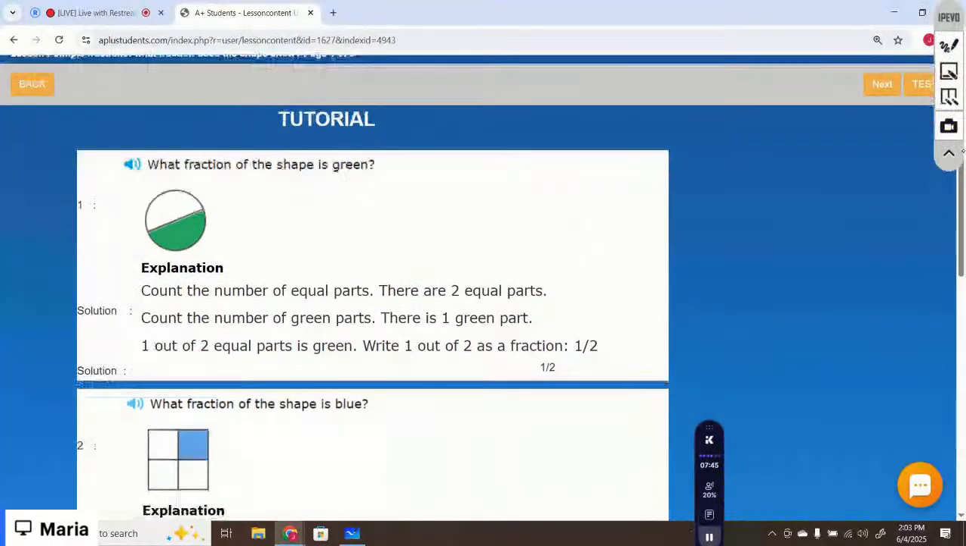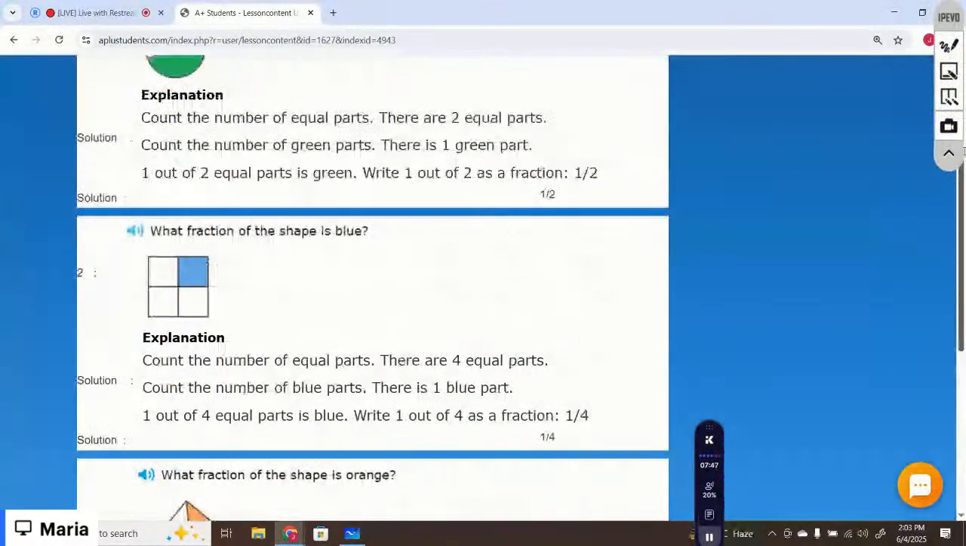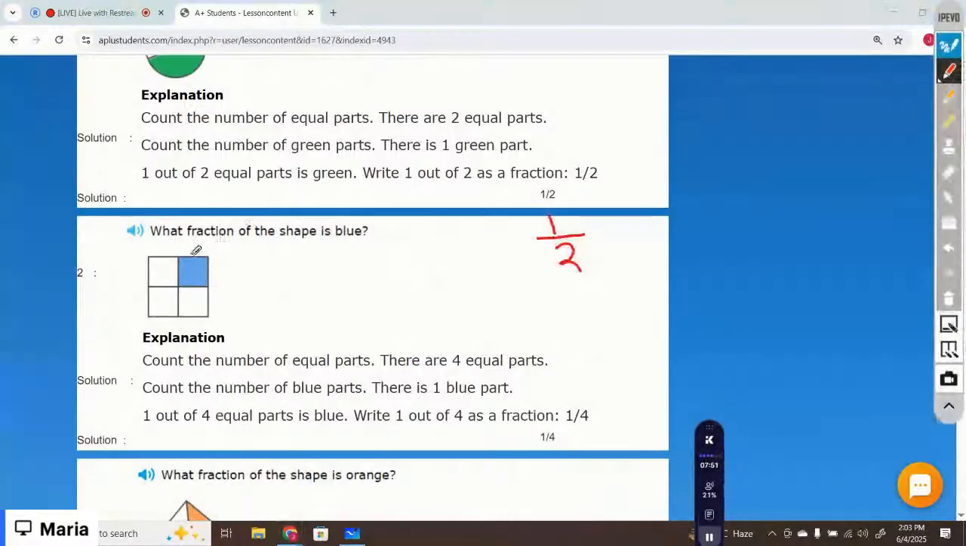Let's look at the other example. What fraction of the shape is blue? So the shape has one, two, three, four equal parts, right? And one of them is blue. So you can write it as 1 out of 4. The total portions are 4, and out of 4, the one is blue. So that is 1 out of 4.